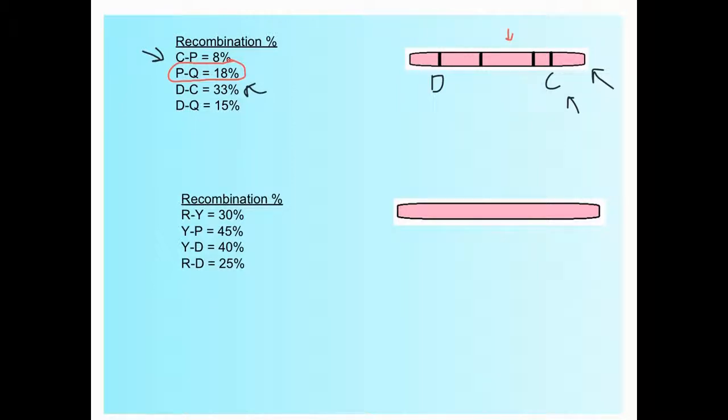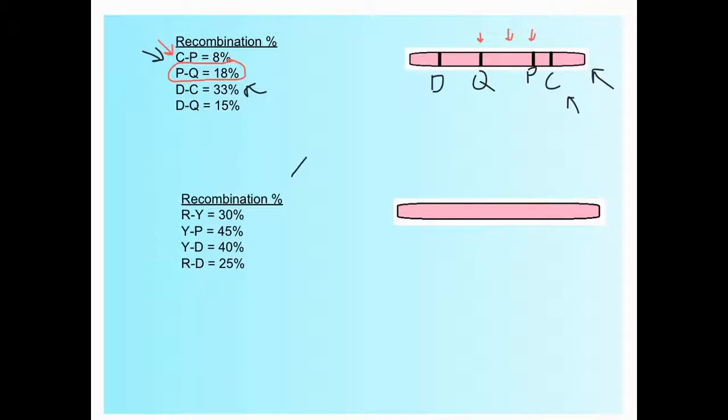Question is, where does P go? Is P right here or is P right there? Well, you can see from this one right here, P is very close to C because it only gets separated from C 8% of the time. Therefore, I know P has to be there. That only leaves Q, and Q would be right there.